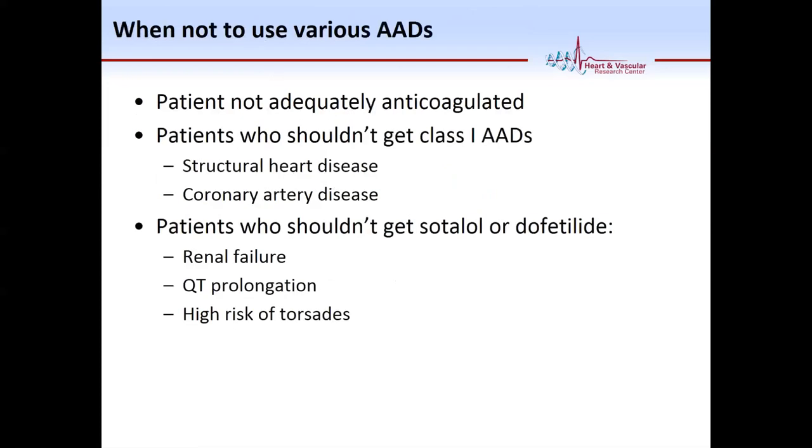Okay. In summary, when not to use various antiarrhythmic drugs. Don't use an antiarrhythmic drug in a patient who's not adequately anticoagulated. They might convert. You don't want them to convert. They'll have a stroke. Okay. You shouldn't give class 1 drugs to structural heart disease or coronary artery disease patients. You shouldn't give sotalol or dofetilide for renal failure patients or QT prolongation, people who otherwise have a high risk of torsade.